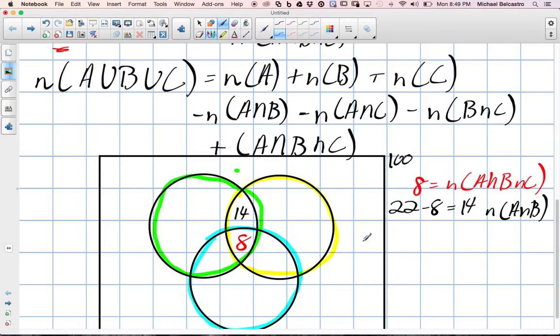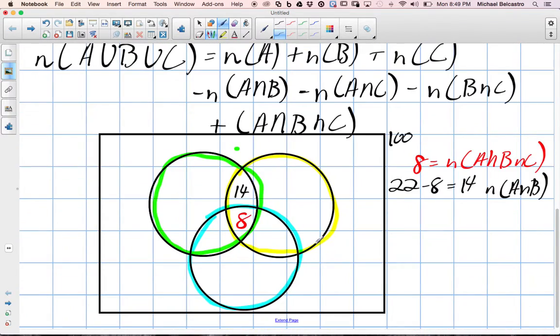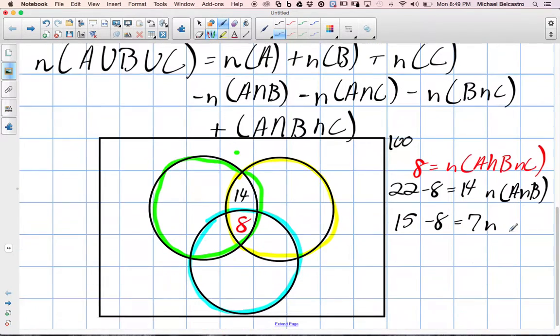Along with that, let's figure out taking data and calculus. Data and calculus is yellow and blue. We learned that there are 15 taking data and calculus, and 8 take all three. So that leaves 7 people who take A and C.